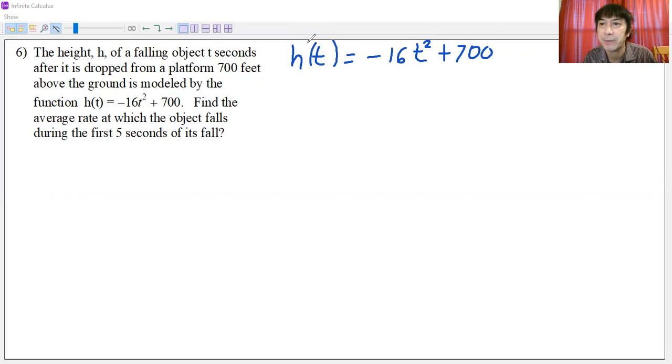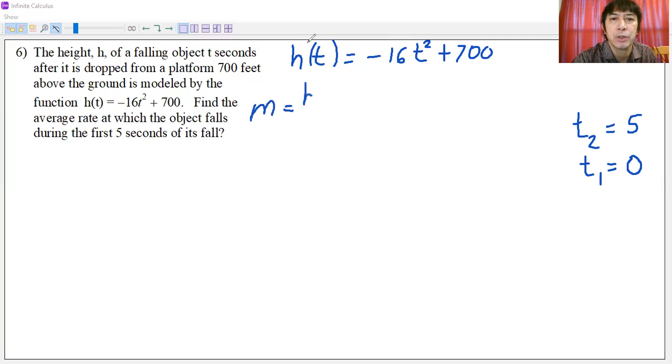Okay, first 5 seconds. So it starts with 0 seconds, then 1, 2, 3, up to 5. So we have the interval 0 to 5. So we can make use of a formula so that our t2 is the higher. So we can make use of t2, that's the 5 seconds, and t1, so the object is dropped and it starts with 0 seconds. So our rate of change here will be something like m.